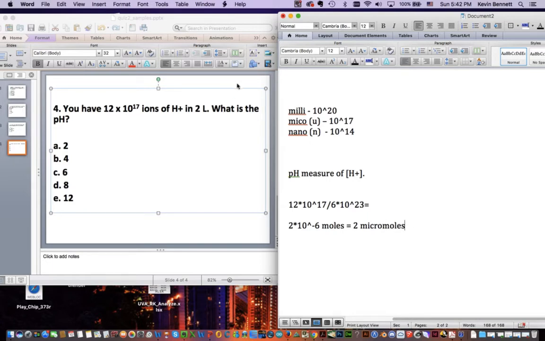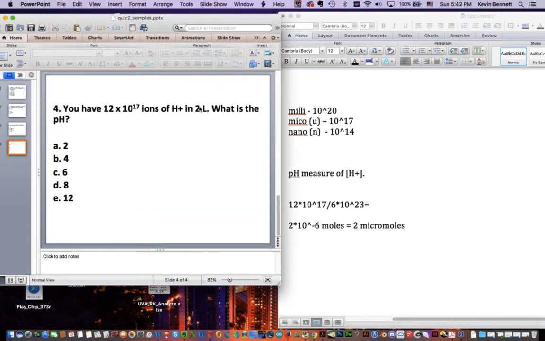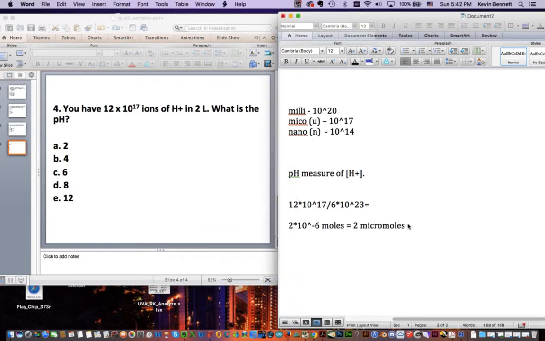Okay? Now we're almost there. We said that we wanted to know what's the pH. So you have this. If you look at the question, we need to get molar concentration. This is in micromoles. So we need to divide by the volume, because concentration is number of things divided by volume. So we're going to divide that by 2 liters.